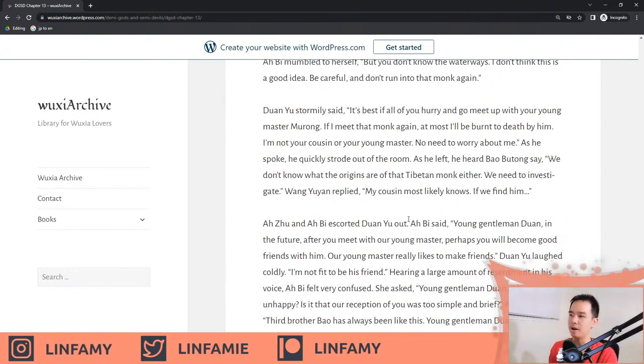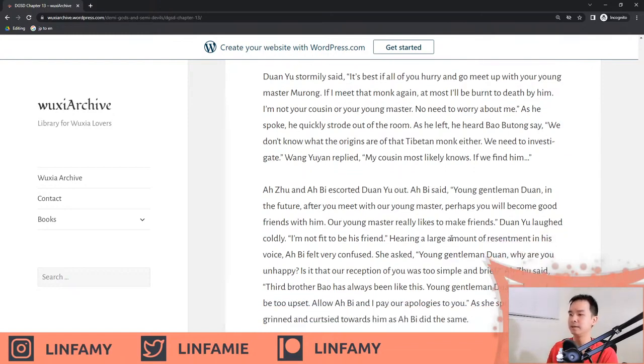As he left, he heard Bao Butong say, "We don't know what the origins are of that Tibetan monk either. We need to investigate." Wang Yuyan replied, "My cousin most likely knows if we find him." Aju and Abi escorted Duan Yu out. Abi said, "Young gentleman Duan, in the future, after you meet with your young master, perhaps you will become good friends with him. Our young master really likes to make friends." Duan Yu laughed coldly. "I'm not fit to be his friend."